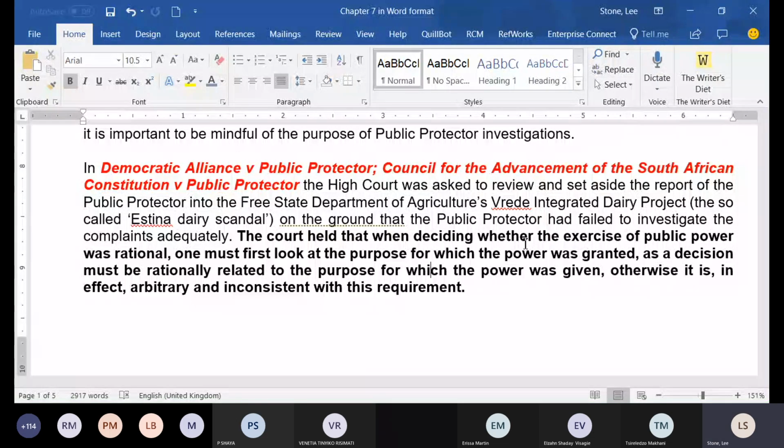But if you look at the decision of the public protector, and in your opinion there is no rational link between the power conferred on her and the decision she has reached, then it is perfectly possible to go to court and ask the court to set that decision aside on account of it being arbitrary and inconsistent with the power vested in her. And that is what we saw happen.